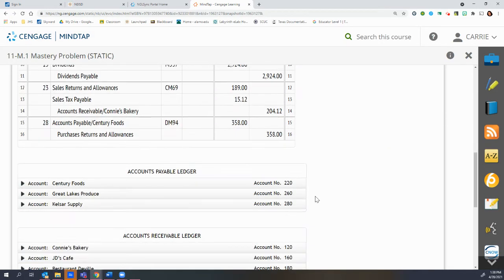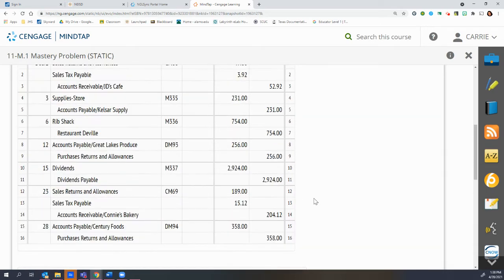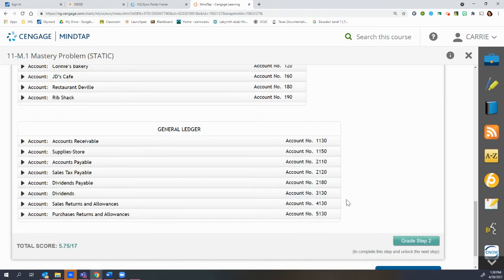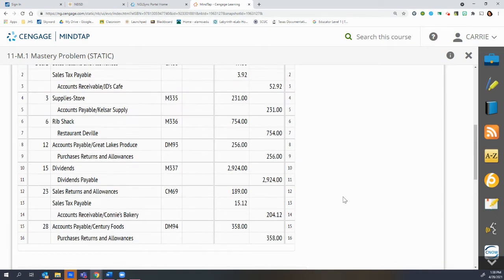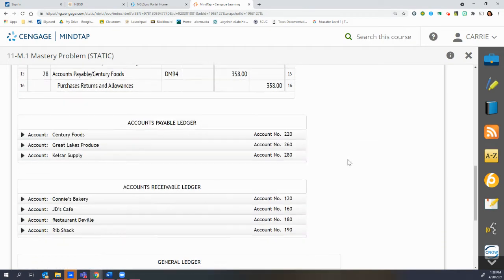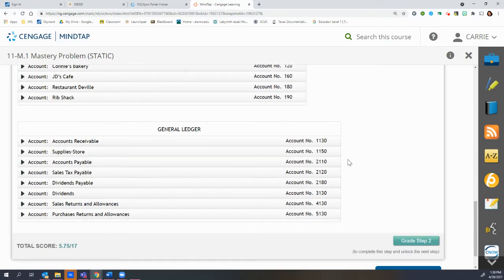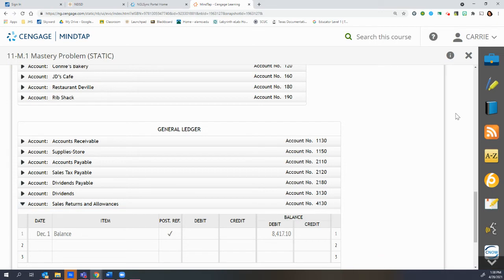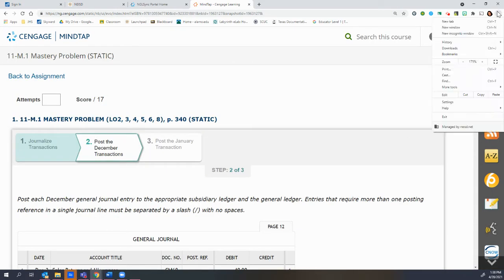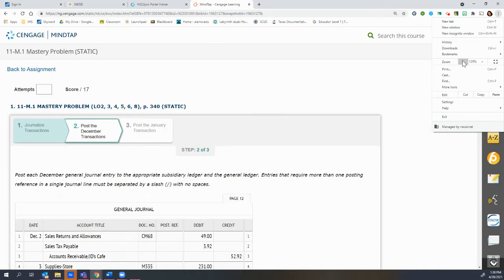Okay, so now they're going to take this and they want us to put it to the accounts payable ledger, the accounts receivable ledger, or the general ledger. So we would start with sales returns and allowances in our general ledger. It's so hard when it's this big. I don't like it. I'm sorry, guys. I'm going to have to make it a little bit smaller so I can see it.